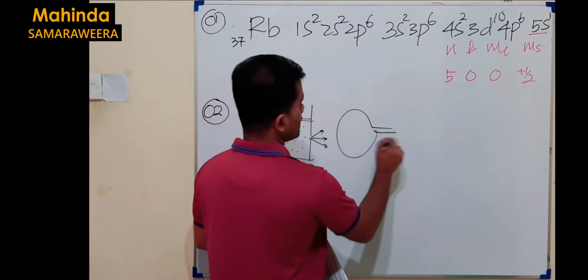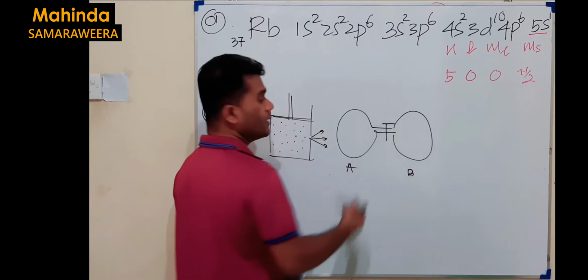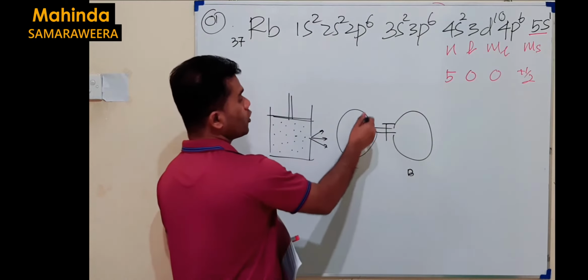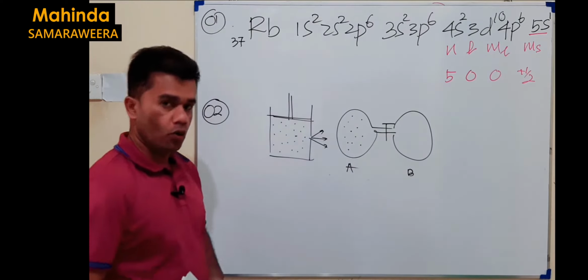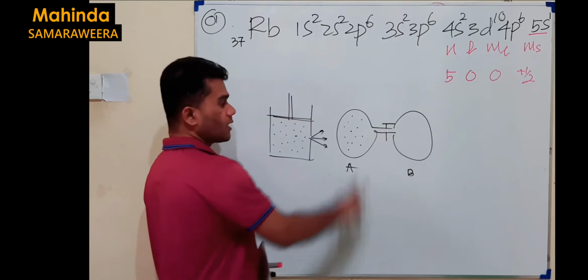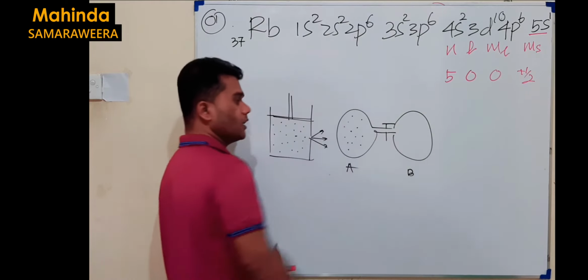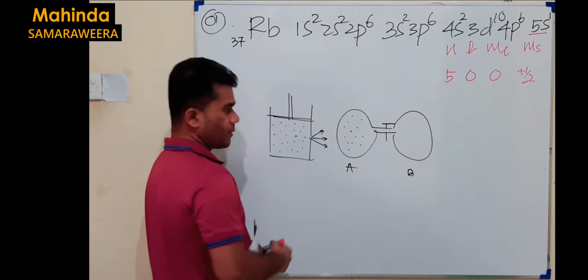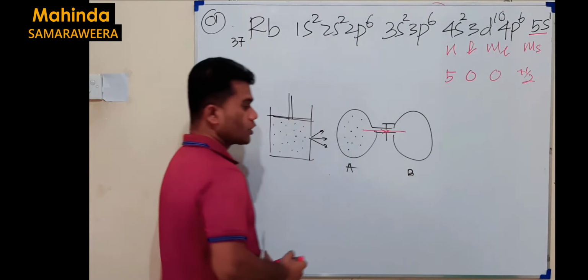Diffusion is something else. As an example, assume you have a vessel A and a vessel B, but vessel A is fully occupied by gases. Initially the tap is closed. Once you open the tap, what happens? In this area you have a high concentration of gas particles, here a low concentration. Now this gas will spread to B.